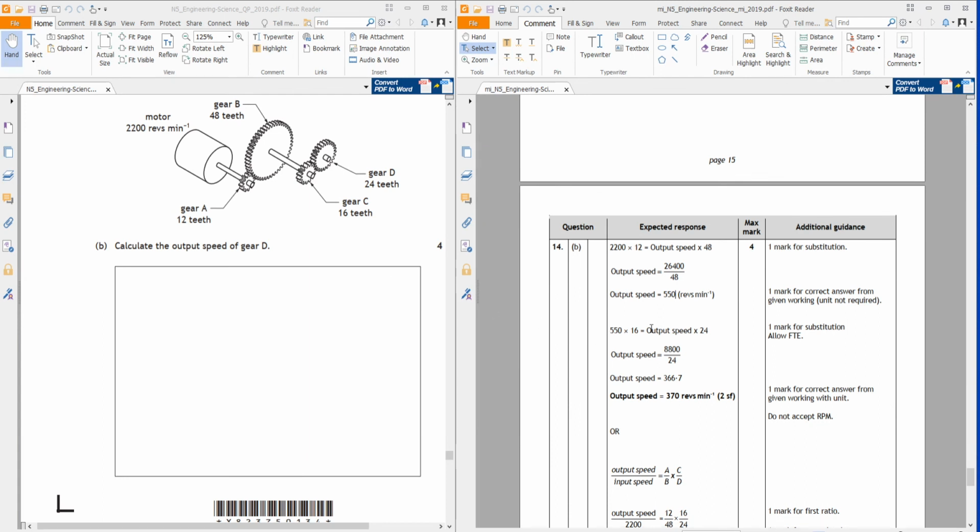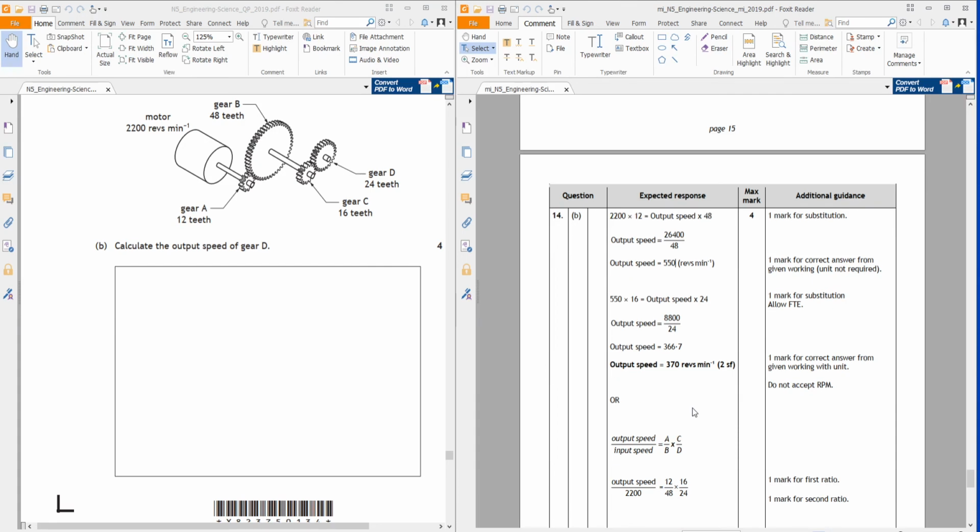Right, so 550 times 16 equals the output speed times 24. And we get 366.7, so 370 revs per minute. Okay.